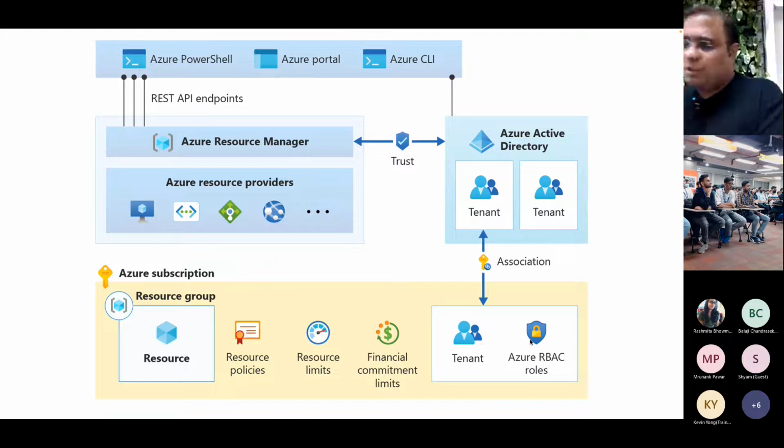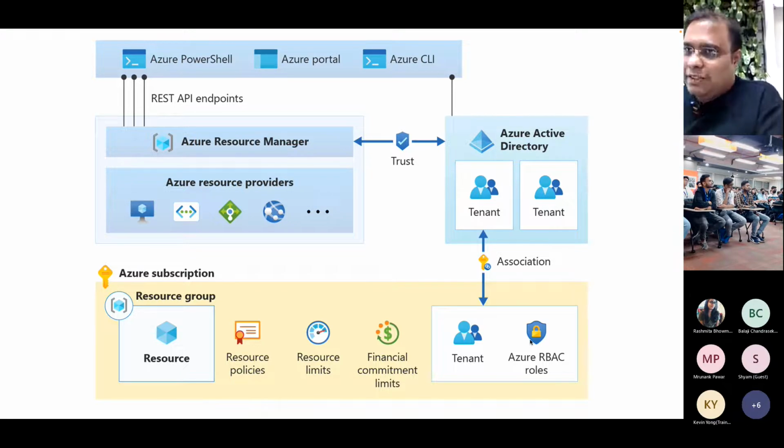All of these things are policies and other things which will come into picture. And you can also limit the resources. There is a financial commitment limit and resource limits. So you can go back there and limit how much you want to spend, how much you want to use. So this is where it is important. If you are at a hackathon, if you're using Azure, don't worry about your credit cards. Just use it. Just go there and make sure that this is set up properly, and that's it.